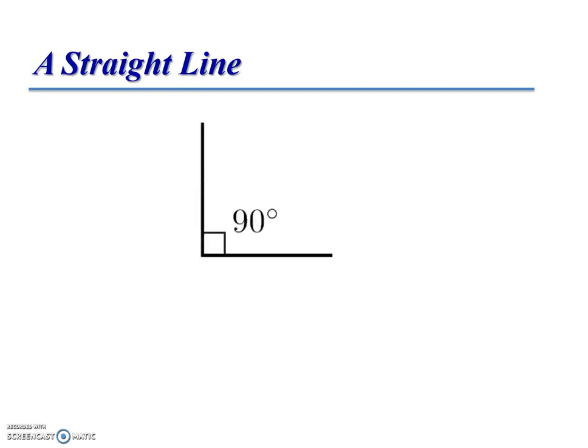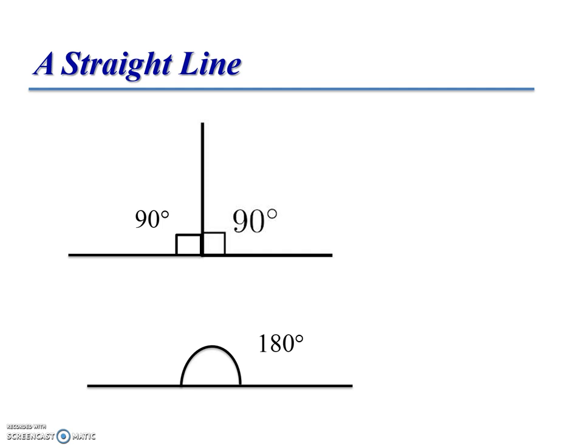Now, a straight line actually comes from two right angles. If I combine both right angles, we will make a straight line, which at the end will give you 180 degrees.